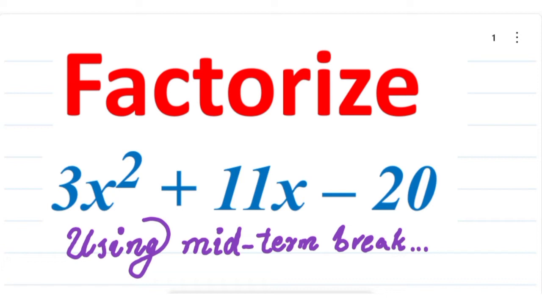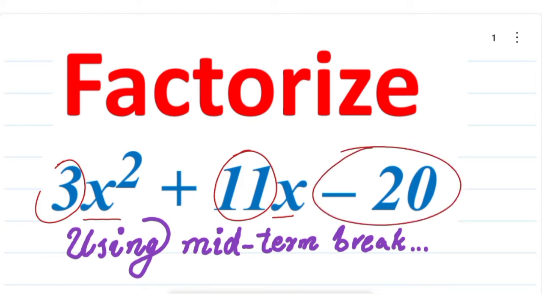Today we'll be learning about factorization, and factorization using the middle term break. As you can see here, there are some terms. X square is here, and its coefficient is 3, and x is here, whose coefficient is 11, and the constant here, which is -20. So our middle term break will be based on these numbers 3, +11 and -20.